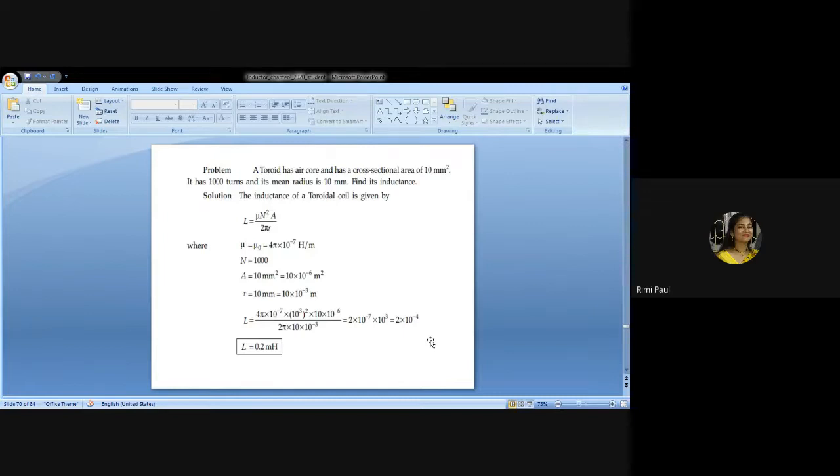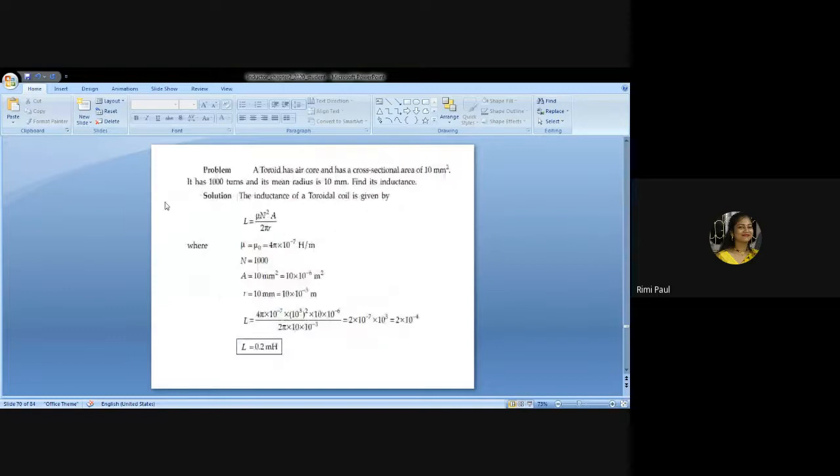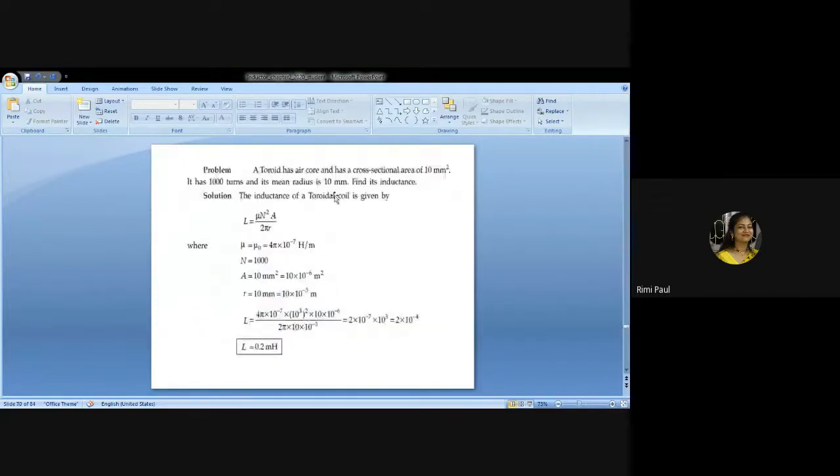Now the question is that a toroid has an air core and has a cross section area of 10 millimeter square. It has 1000 turns and its mean radius is 10 millimeter. Find its inductance. So inductance L is equal to mu n square A by L, but here L is now 2 pi R. This is because this toroid has mean length 2 pi R. So this radius is given, and I can say mean radius. This is the mean radius, so this is given 10 millimeter.